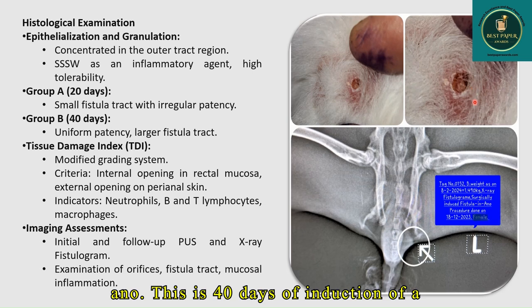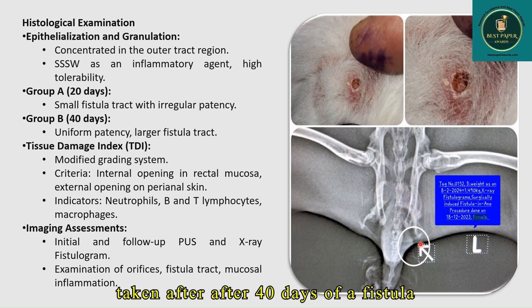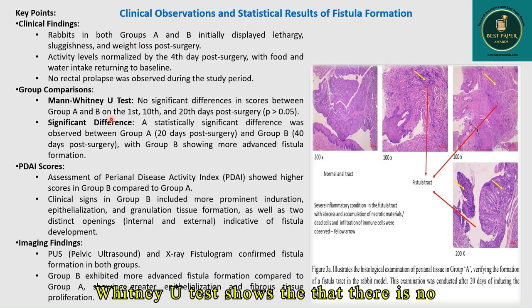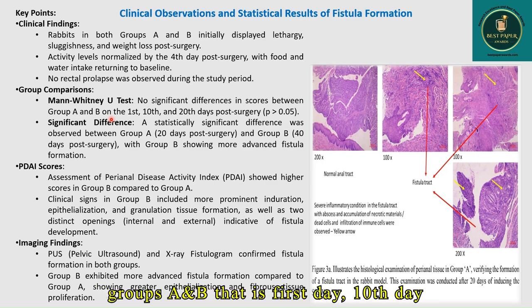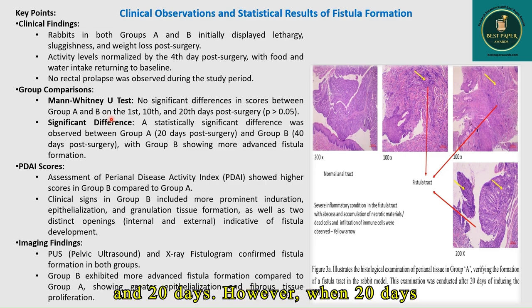This is 40 days of induction of a fistula in ano, and this X-ray has been taken after 14 days of induction of a fistula in ano. The Mann-Whitney U test shows that there is no significant difference in scoring between groups A and B, that is, on the first day, 10th day, and 20th day.